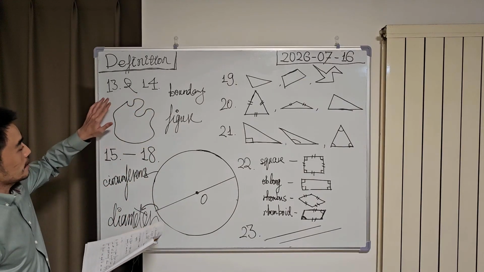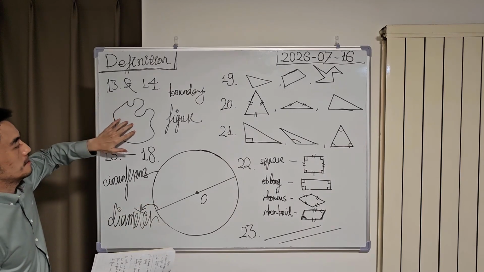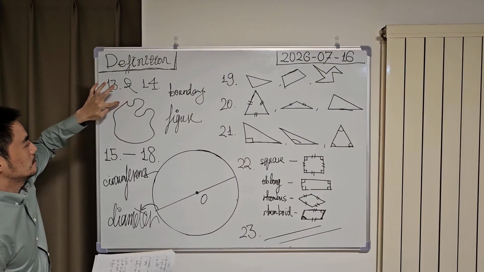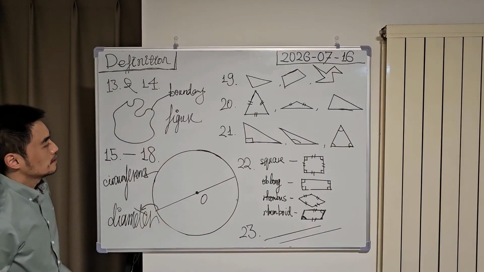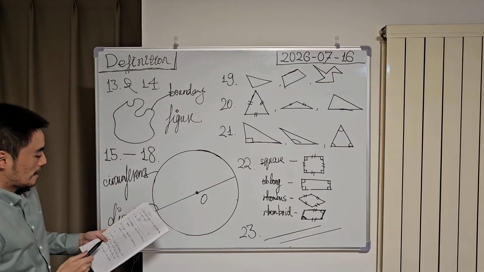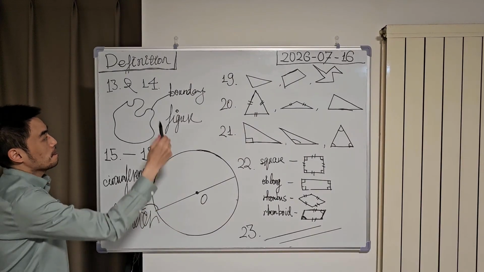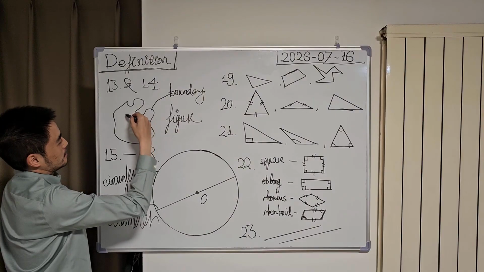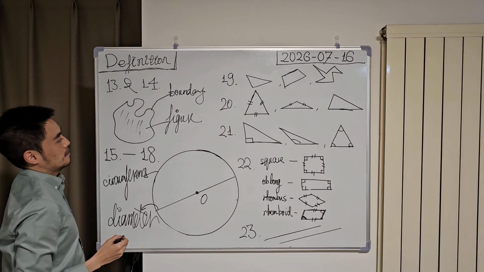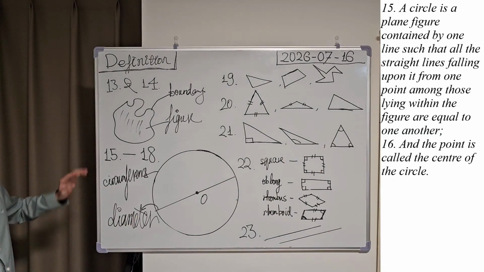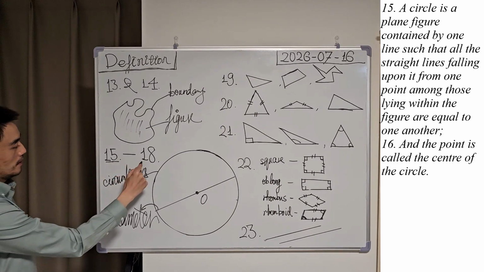So definition 13 says a boundary is that which is an extremity of anything. Let's say this is anything, and the extremity, this, is the so-called boundary. So this is the boundary. And 14 says that a figure is that which is contained by any boundary or boundaries. So if this is a boundary, it contains this part, it is called a figure. Okay, it's pretty straightforward.